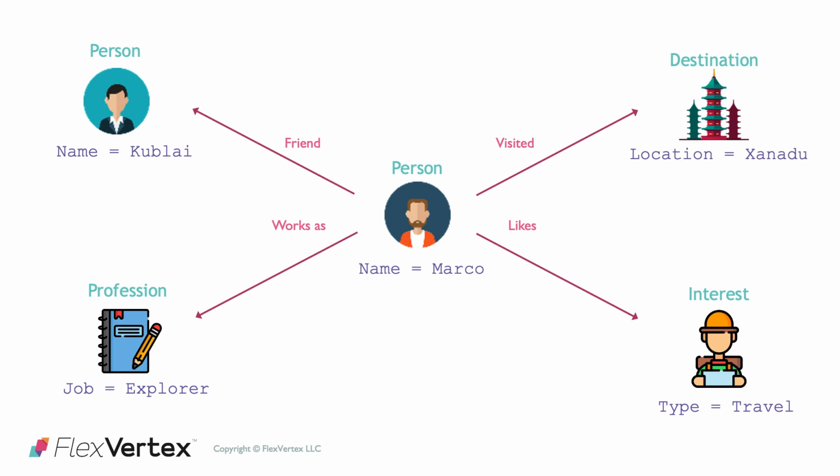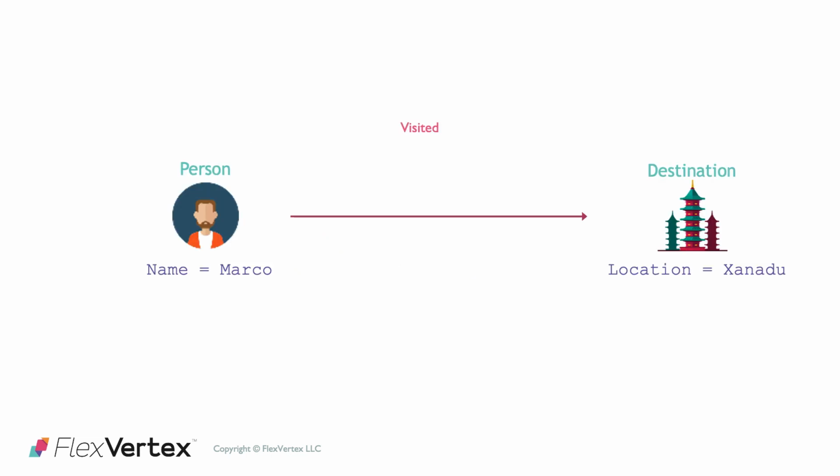Here's a view of the small sample of objects and connections that we'll be working with. We've established relationships between Marco and a series of other objects that are relevant to him, such as a person who is identified as a friend, a profession, a destination he's visited, and an interest he has. All of these are objects, as are the connections between Marco and each of them.